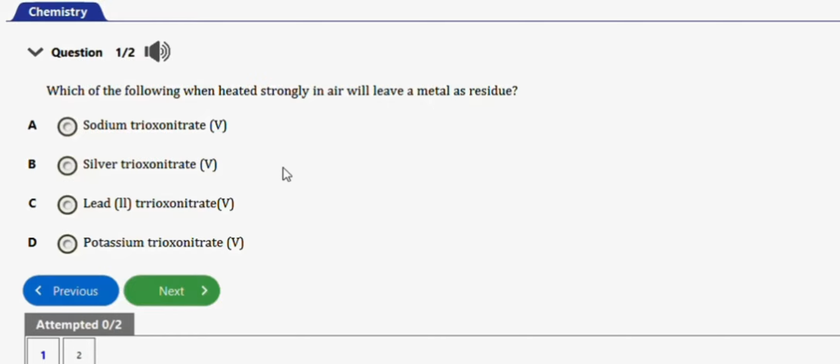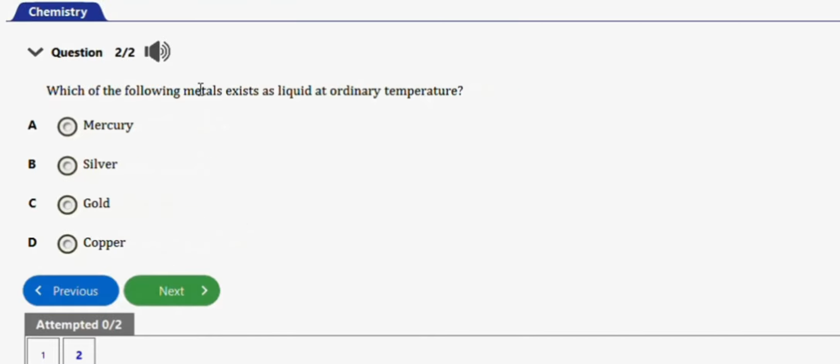Alright, so the next question, which is the last one we have here, is this one. It says, which of the following metals exist as liquid at ordinary temperature? So the right answer is option A, mercury. Guys, very important, take note of this particular question.